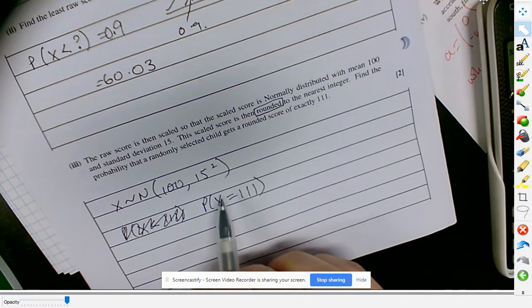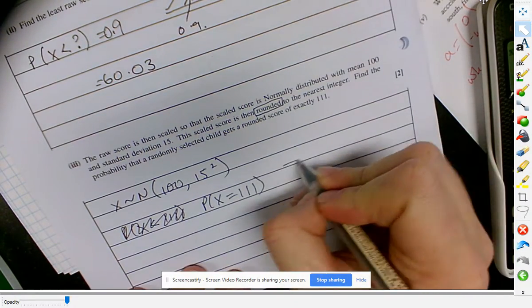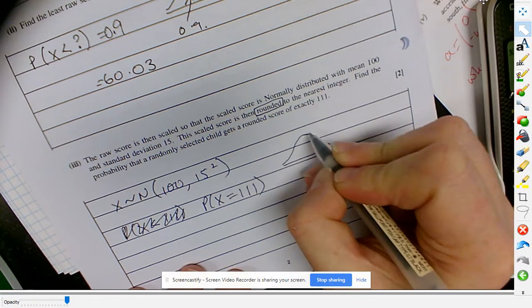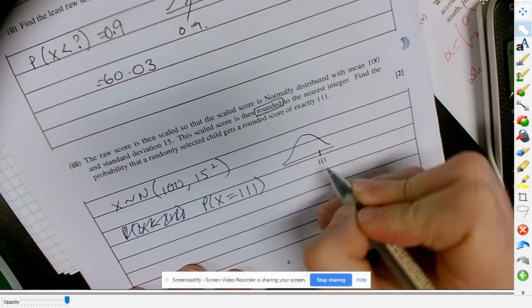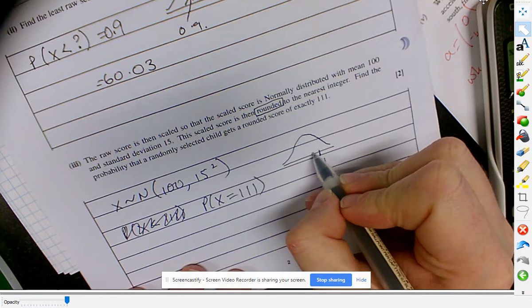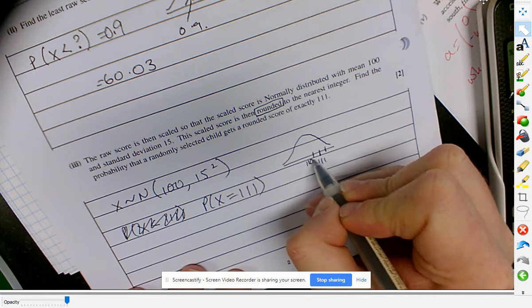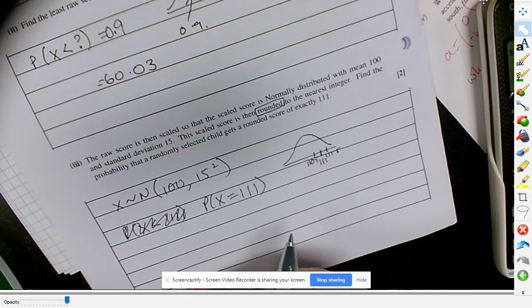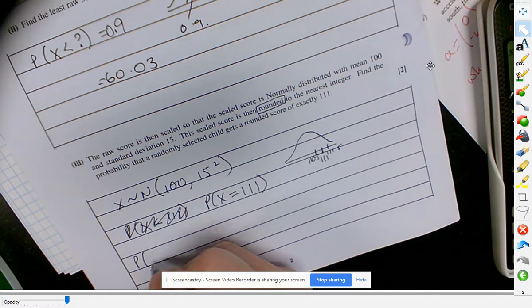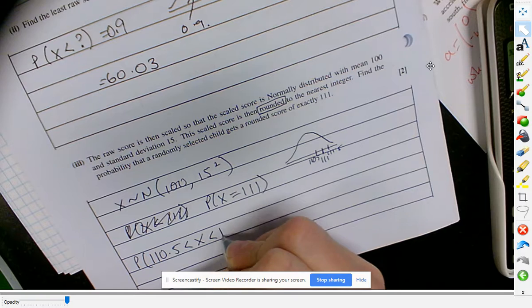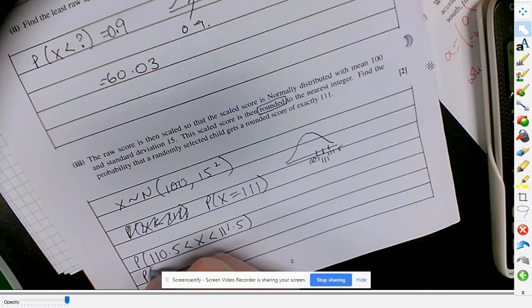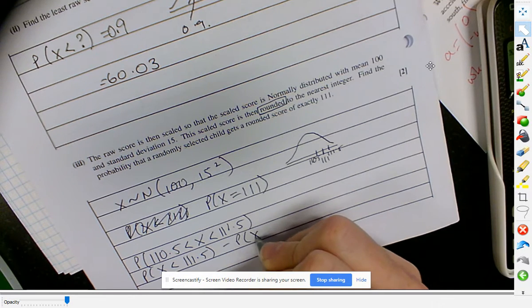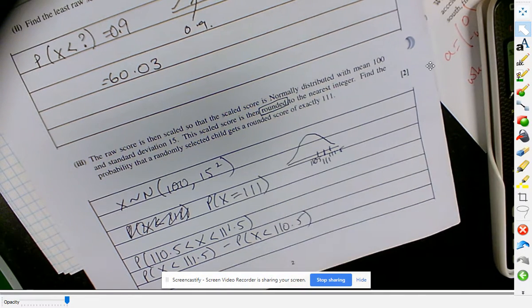So we want the score of exactly 111, but this is integer data. So 111 is above the mean, so 111 somewhere here. So we've got to look for everybody between 110.5 and 111.5. Remember, it's that continuity correction. So we are looking for the probability that x is between 110.5 and 111.5. So we do the probability that x is less than 111.5, take away the probability that x is less than 110.5.